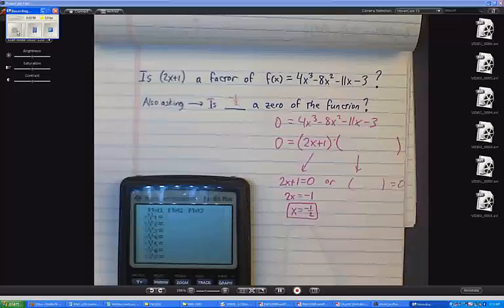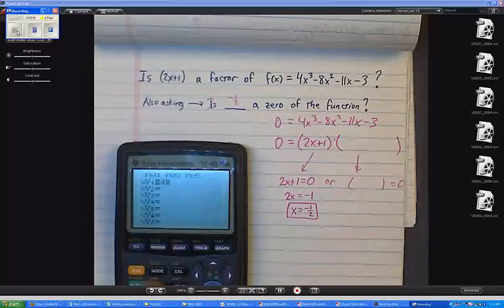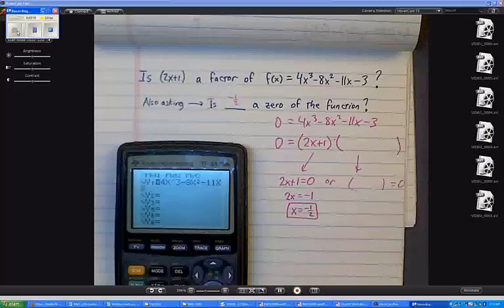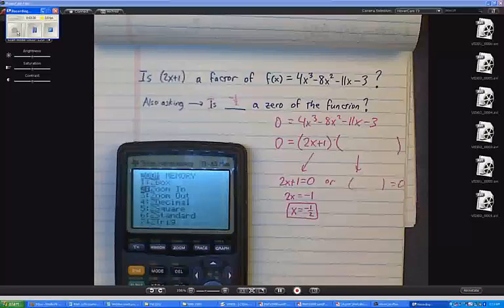Well, I guess I could use my graphing calculator, right? 4x cubed minus 8x squared minus 11x minus 3. Graph. Huh. Hey, do you think -1/2 is a 0 based on what I just did? That's really hard to tell, right? Let me zoom in. I'm going to press the zoom button, see if this helps me at all.